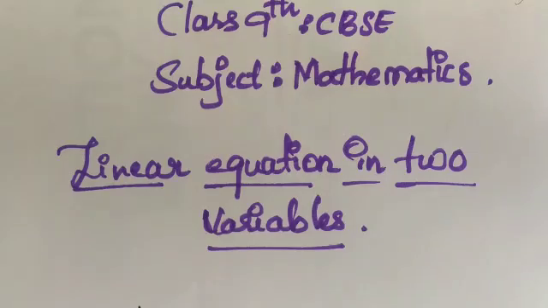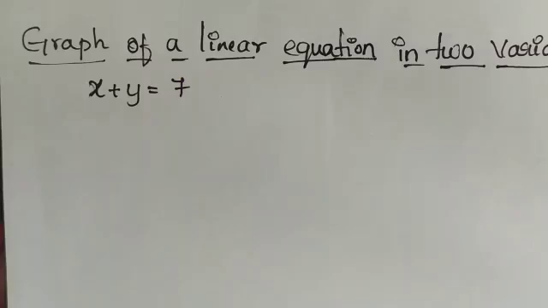In the previous classes we discussed how to find the solutions for a given equation. In a linear equation in two variables, when you are considering two variables, there are infinitely many solutions. When you are talking about one variable, only one solution will be there. Based on that concept, if you consider two variables, we are going to plot the graph for those solutions. So, the graph of a linear equation in two variables.